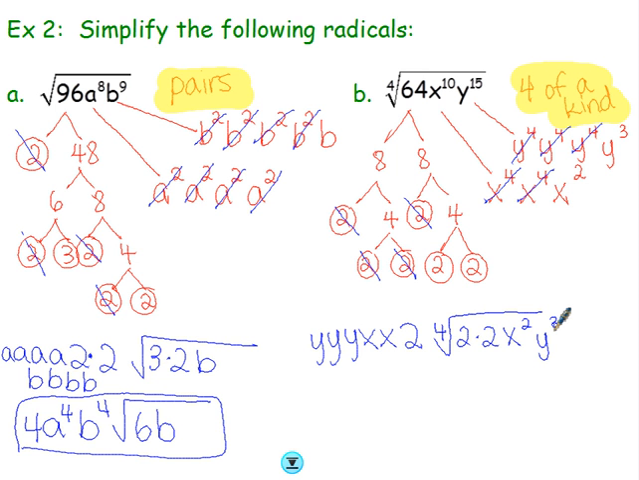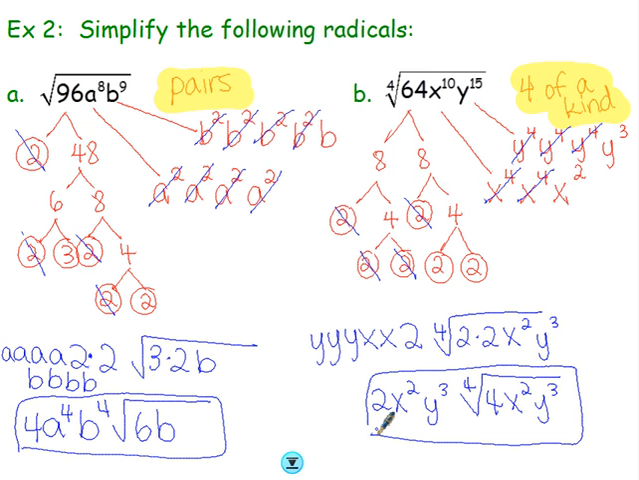So our final answer on the outside is a 2. X times x is x squared. There are 3 y's. Don't forget your 4th root. 2 times 2 is 4. And we still have x squared y to the 3rd inside.